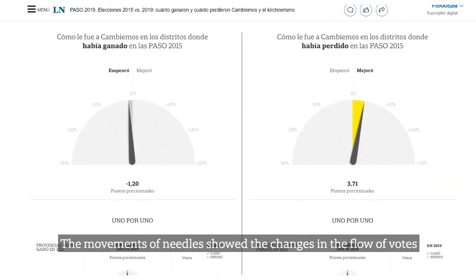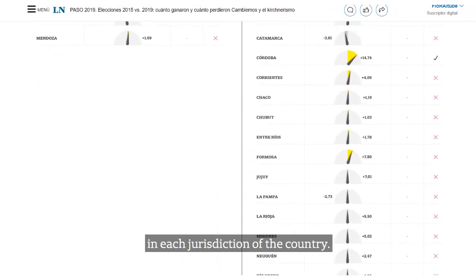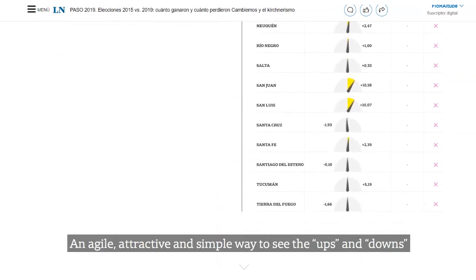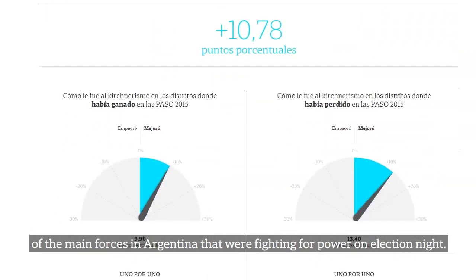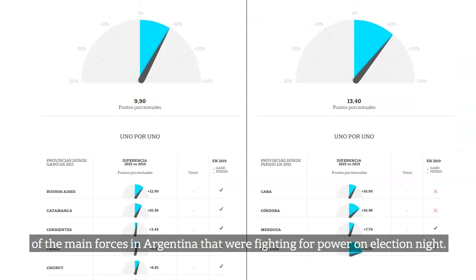The movement of needles showed the change in the flow of votes in each jurisdiction of the country. An agile, attractive, and simple way to see the ups and downs of the main forces in Argentina that were fighting for power on election night.